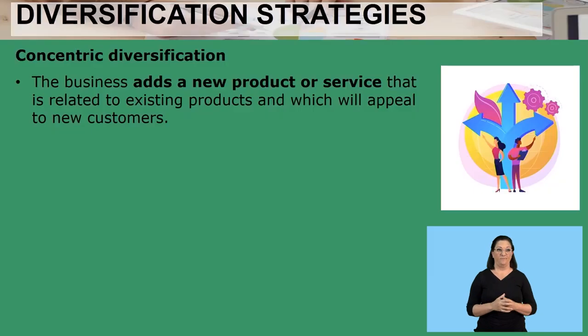So with diversification strategy, it has three types of strategies. I normally abbreviate them like this. I say CHC. So it's totally up to you how you're going to learn them, but it's CHC. We're going to start with our first C, which is concentric diversification. Remember, when you're diversifying, to be diverse, it's basically broadening your business. Basically, you're growing your business by broadening it.